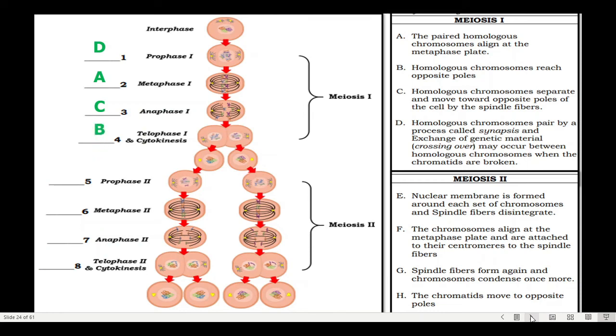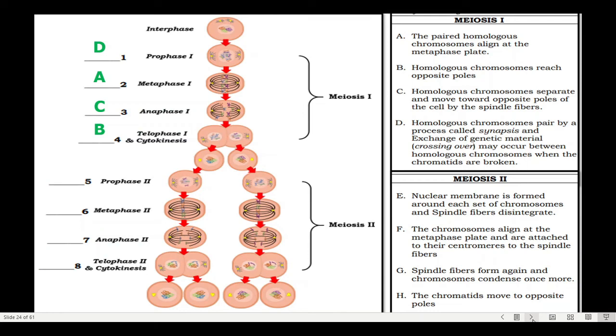Next, telophase 1 and cytokinesis. Homologous chromosomes reach opposite poles. So, nakarating na siya dun sa tigkabilang side. Then, magkakaroon ng cleavage furrow and then cytokinesis na, 2 daughter cells na. Pero meiosis to. So, may another round para maging 4 na daughter cells.